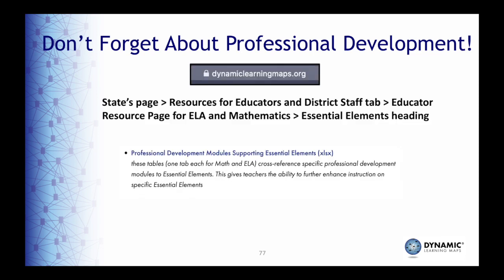Back on dynamiclearningmaps.org, an Excel spreadsheet is offered that cross-references the professional development modules on dlmpd.com with the essential elements. The spreadsheet is found on the Educator Resource page for ELA and Mathematics under the Essential Elements heading for either ELA or for Mathematics. The same spreadsheet is included for both subjects. The spreadsheet does not include cross-references for the science modules.